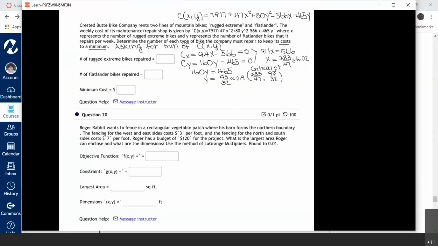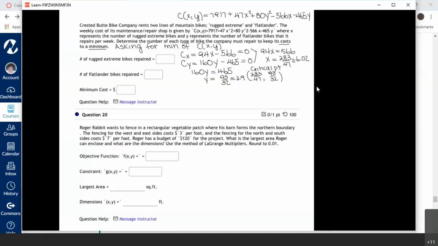Okay, so when we actually come up with an answer, once we prove this is a minimum, we're going to round to the nearest values. They don't tell you to do that. Okay, I'm telling you to do that, because putting in 283 over 47 bikes sounds a little weird. These are approximately close. This number's close to 6, that number's close to 3.